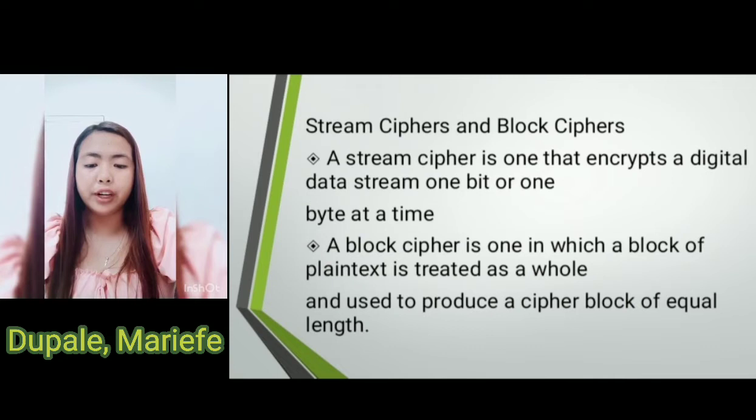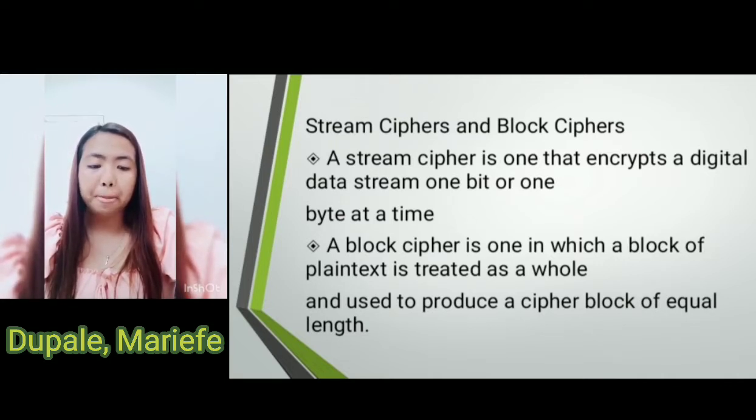A stream cipher is one that encrypts a digital data stream one bit or one byte at a time. A stream cipher is an encryption technique that works byte by byte to transform plaintext into code that is unreadable to anyone without the proper key. Stream ciphers are linear, so the same key both encrypts and decrypts messages. And while cracking them can be difficult, hackers have managed to do it.